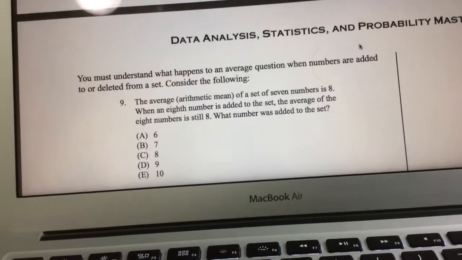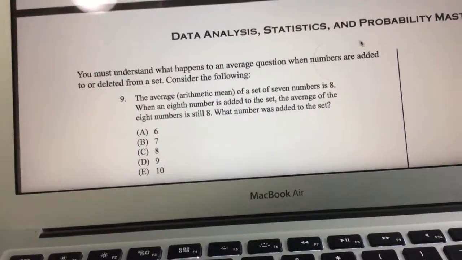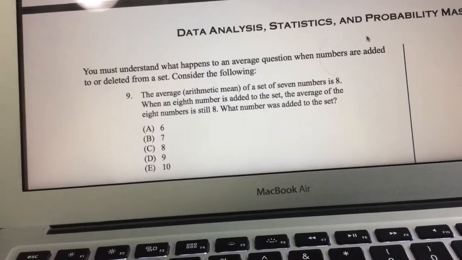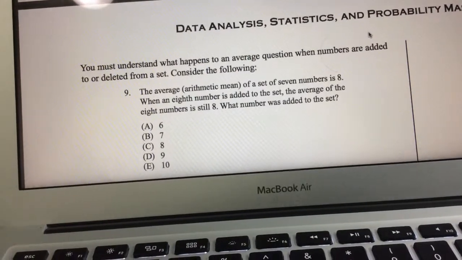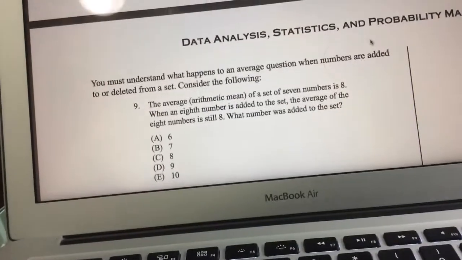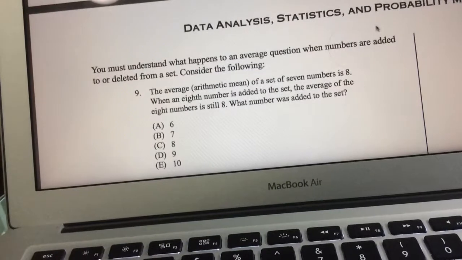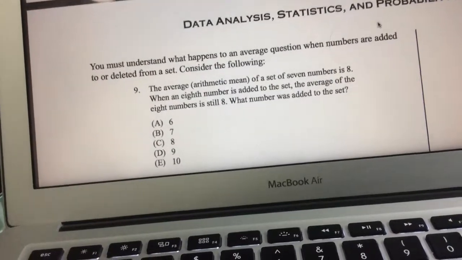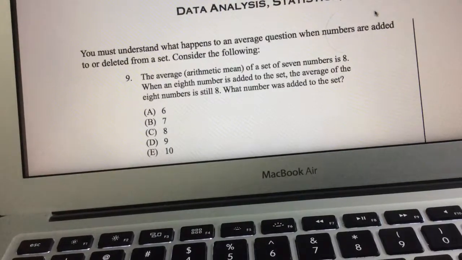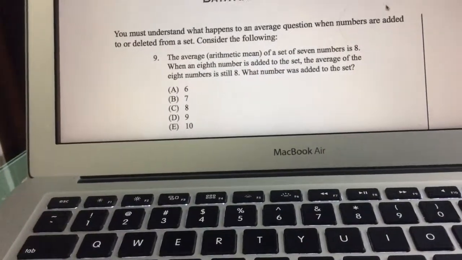Guys, when we are dealing with averages, statistics, and probabilities, and you see that the average of some numbers doesn't change, that might be because the number is repeating itself through the sequence. So in this case the answer is C because of that. When an 8th number is added to the set, the average of the 8 numbers is still 8. So the answer here is C.